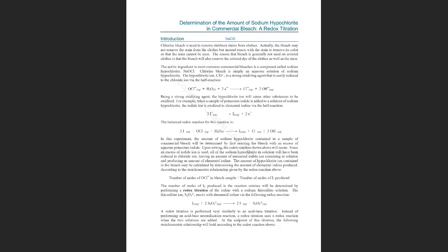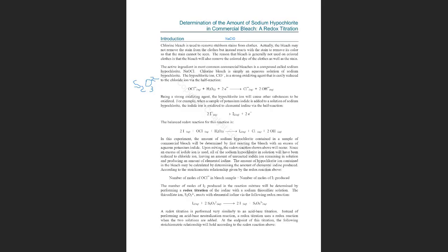One titration is to determine the concentration of our titrant, which is thiosulfate, S2O3. This is our titrant. And that is called standardization. This is the first thing you are going to do. And the second redox titration is to determine the amount of hypochlorite in bleach.